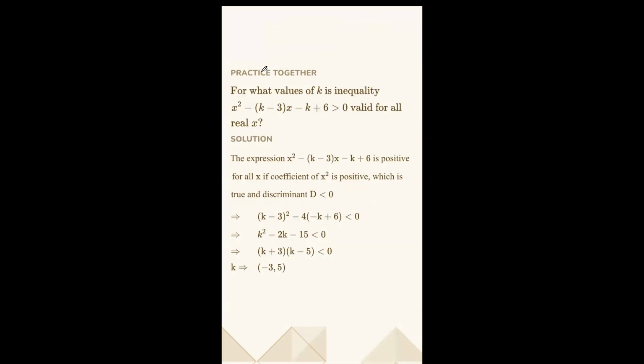Yes. Now let's go to the next question. For what values of k is the inequality x² − (k − 3)x − k + 6 greater than or equal to 0 valid for all real x? From the equation, one thing we know is that a is greater than 0. You can see here a is 1. b here is this total value, and this total value is our c. If a is greater than 0, it will be an upward facing parabola. And what do we want? We want all the values to be greater than or equal to 0, as it is given valid for all real x.